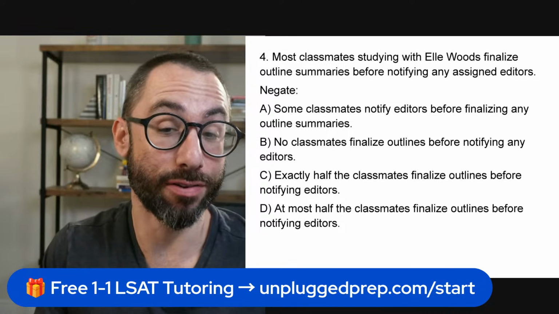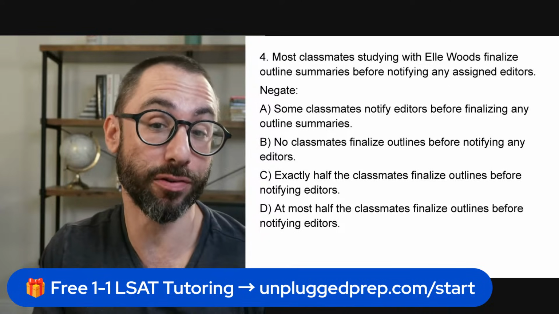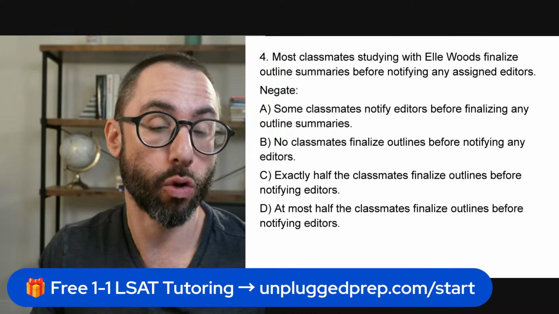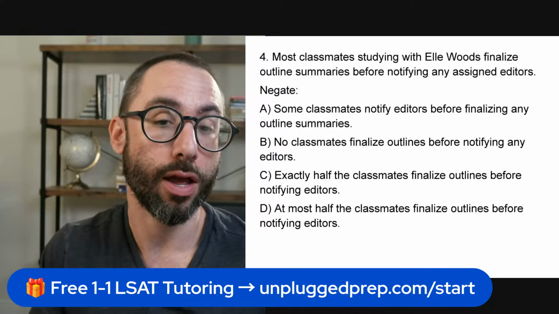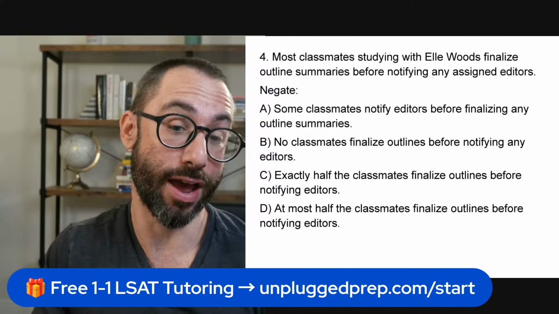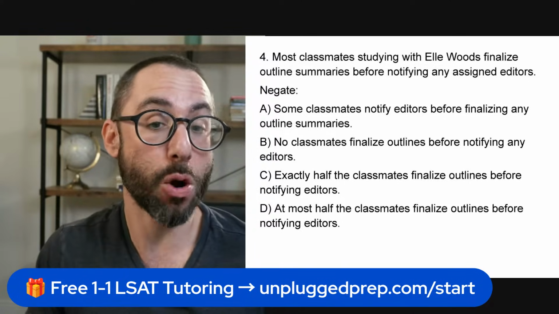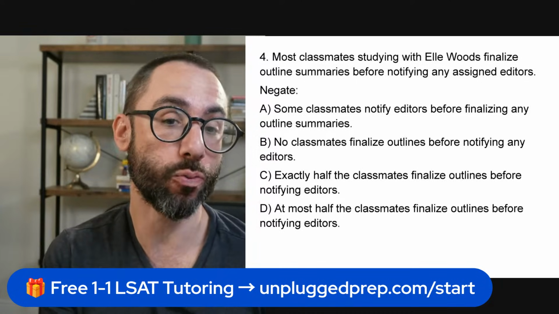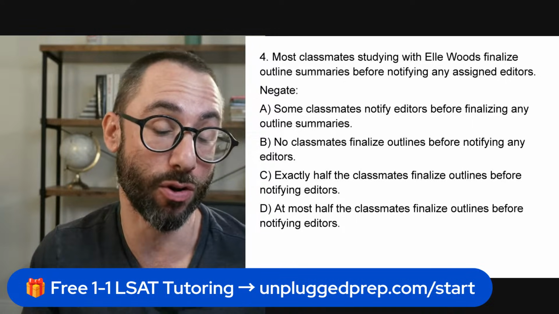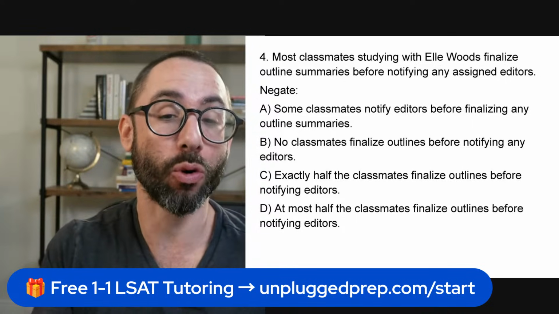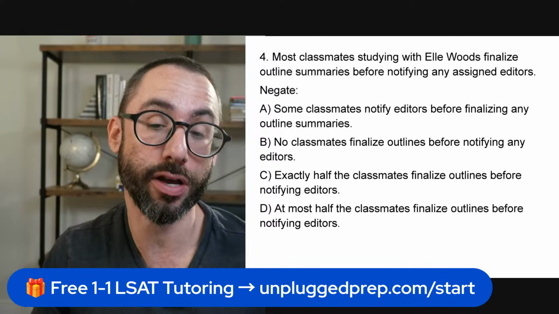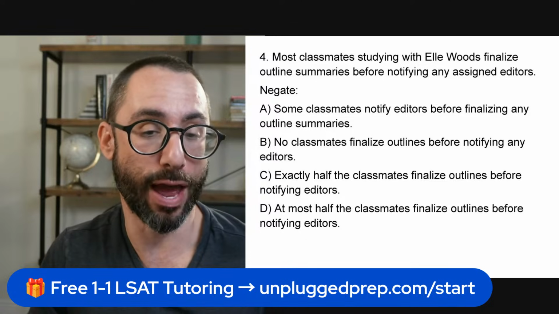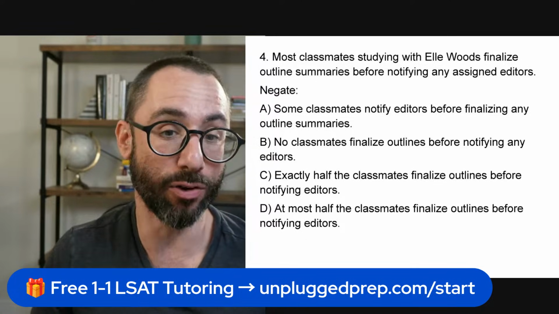Most classmates finalize. If we wanted to boil this down, summarize it into its essence, most classmates finalize. Opposite of most is not most, or less than a majority. Less than a majority would be exactly half or less than half. So D as in delta, at most half, means we're not crossing the 50% threshold. Most would be more than 50%. Think of it as 51% or 50.0001%. We're looking for less than that. So yes, D as in delta is in fact the answer, telling us less than a majority, at most half. So half or fewer.